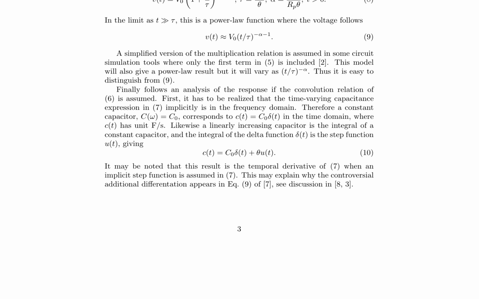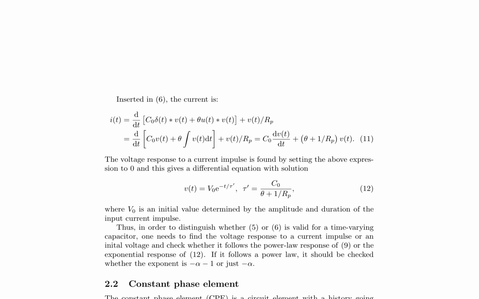To determine which model is valid for a time-varying capacitor, one must analyze the voltage response to a current impulse or an initial voltage and compare it to the power law response of equation 9, or the exponential response of equation 12. If the response follows a power law, the exponent should be checked to confirm whether it is alpha minus 1 or simply alpha. The constant phase element, CPE, another circuit component with a long history dating back to Cole, is defined by its impedance in the frequency domain, as given in equation 13.